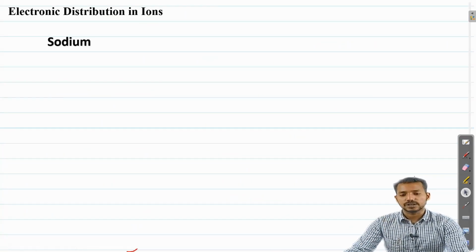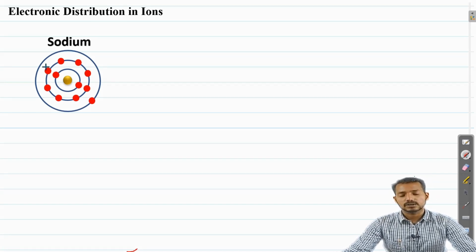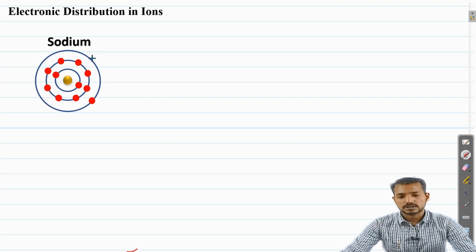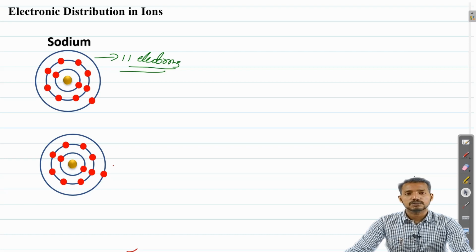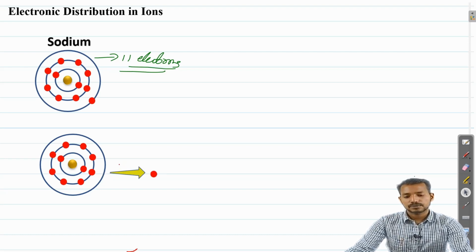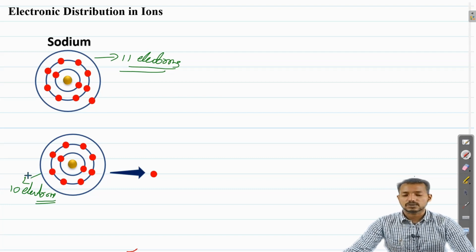Okay. First I am taking sodium. This is the atomic structure of a sodium neutral atom. It's not an ion. There are a total of 11 electrons. Let's take the case of the sodium ion. Now suppose this outermost electron is lost by the sodium. Okay. Then there are only 10 electrons in this. Okay, there are a total of 10 electrons.